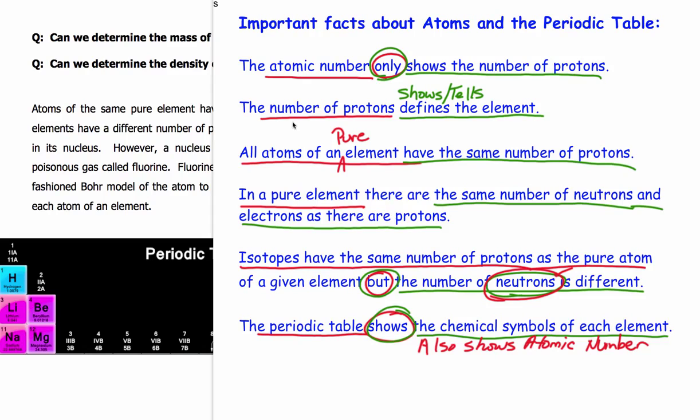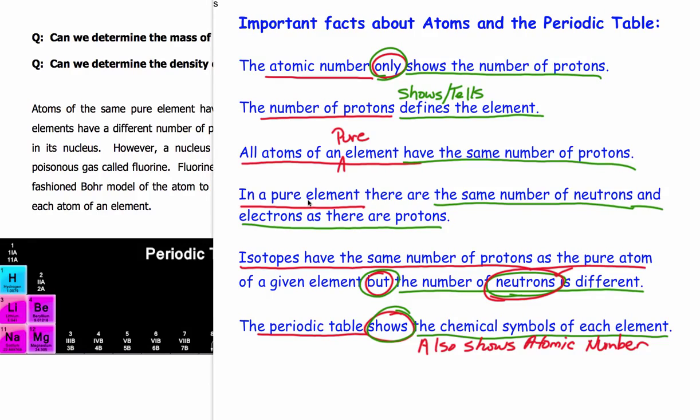So, and this is important in understanding that whatever the number of protons are in a given atom, you go look at the atomic number in the periodic table, and many of you will memorize the first three periods, but you go and you look at the table, and however many protons there are, that's the element. Okay, so in a pure element, there are the same number of neutrons and electrons as there are protons. So the particle count and the electron count will all be the same if we're talking about a pure element.